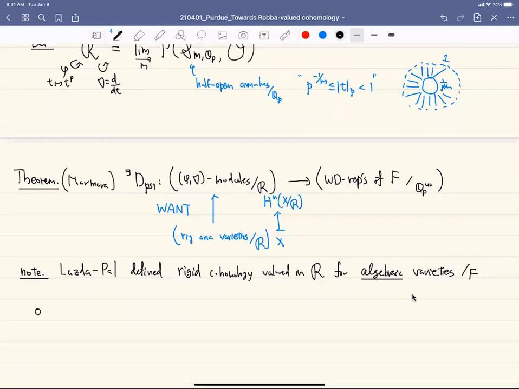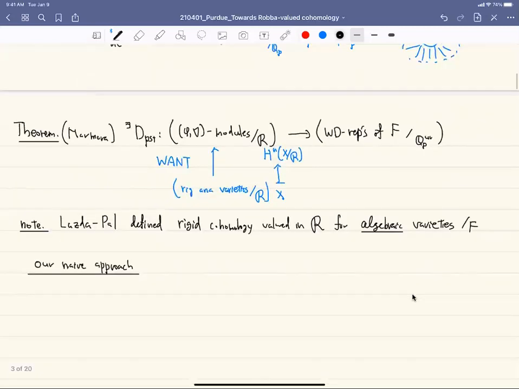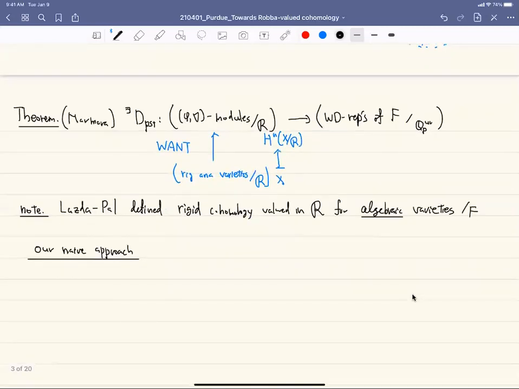So let me explain our naive approach. How to define a cohomology theory in characteristic zero for objects defined over characteristic p? A natural idea is to consider a lift of your object in characteristic zero and use some characteristic zero theory. That's the standard idea for many cohomology theories.